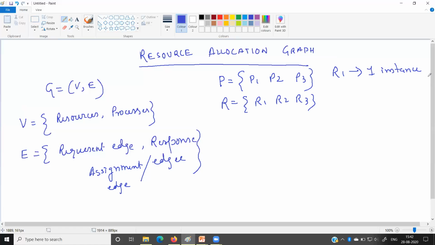R1 is the type of the resources and how many of that type of resources. For example, pen is a type of resource, and if I have one blue pen and one black pen, I have two pens. So here the number of instances for the pen resource is 2.